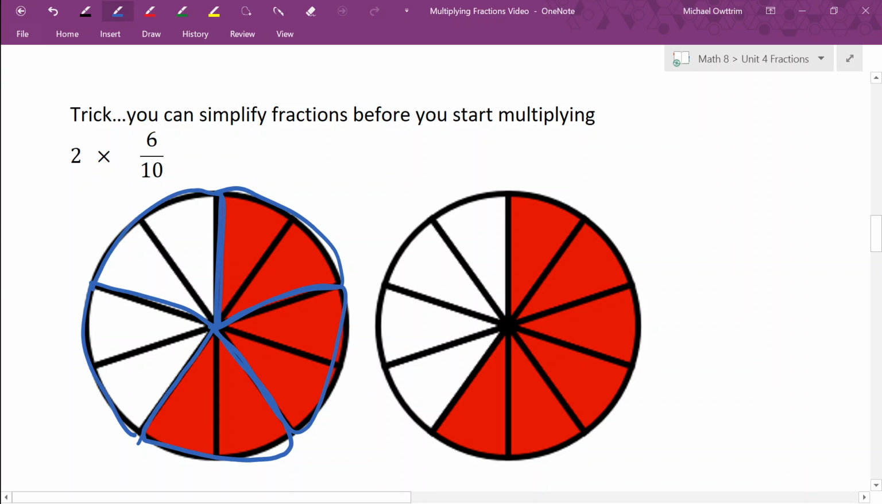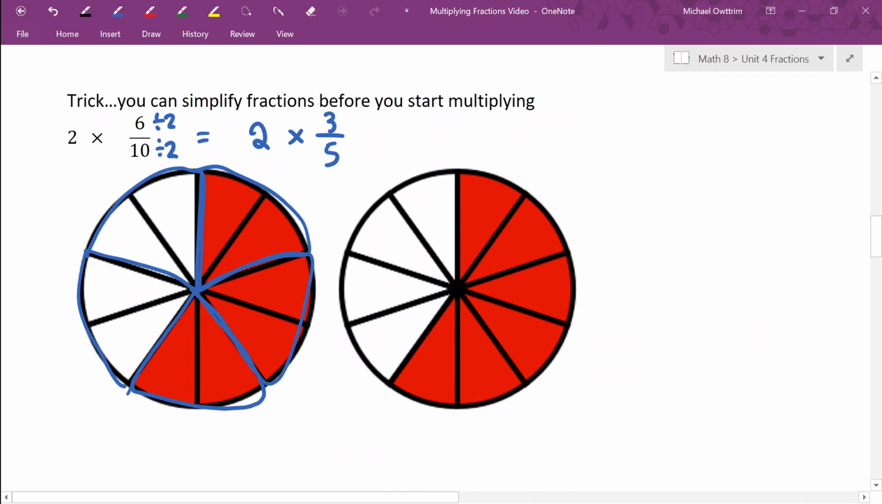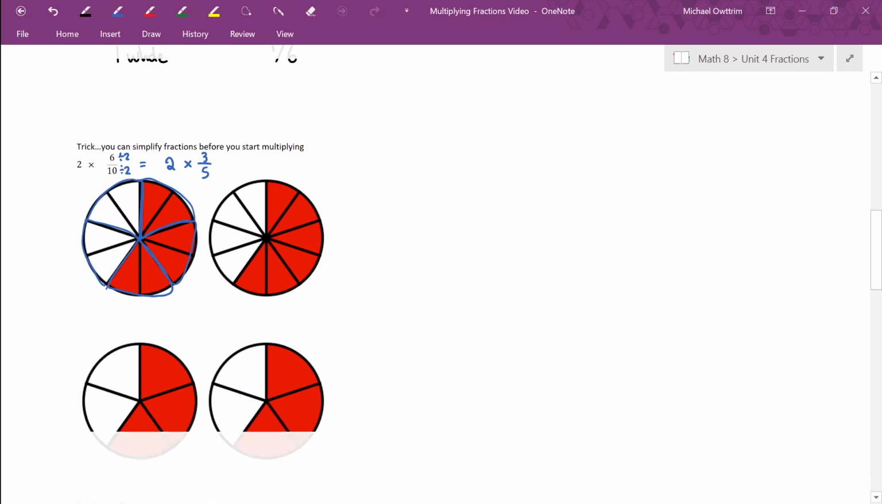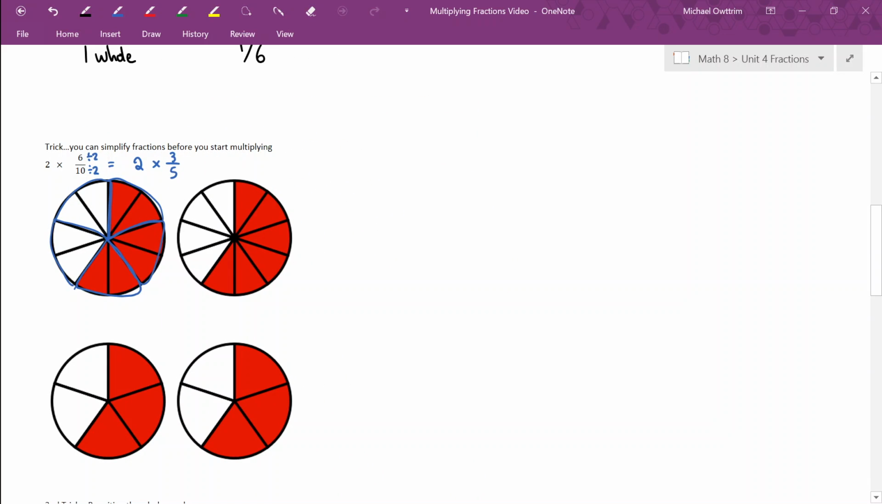And that would give me an equivalent fraction. What am I doing there? Well, I'm simplifying this fraction by dividing it by 2. So I still got my whole number 2 up front. 6 divided by 2 is 3, and 10 divided by 2 is 5. Obviously, this is the same problem as before. We just made it look a little bit different, a little bit easier.